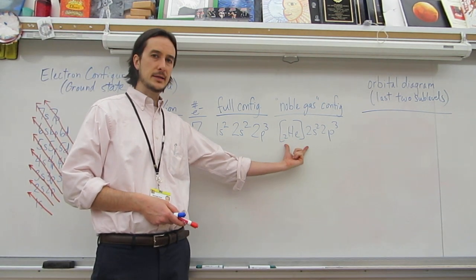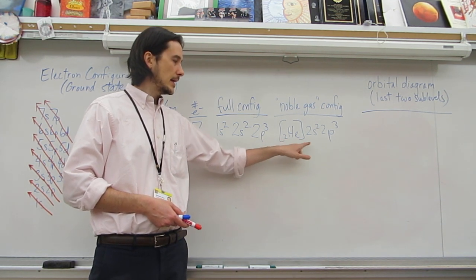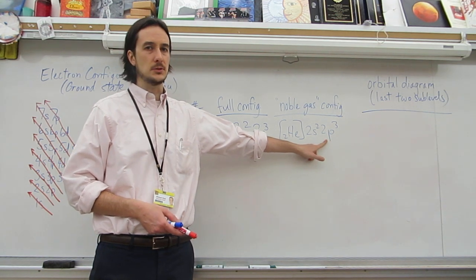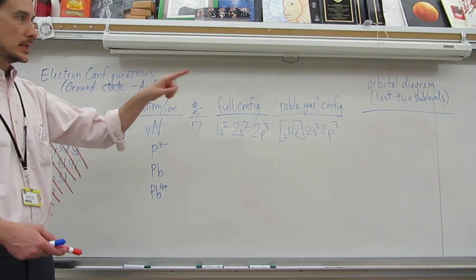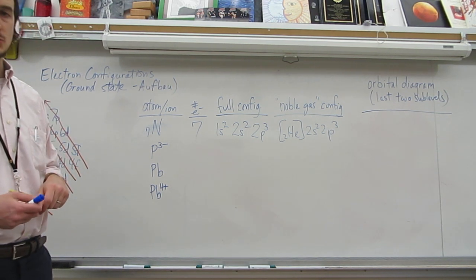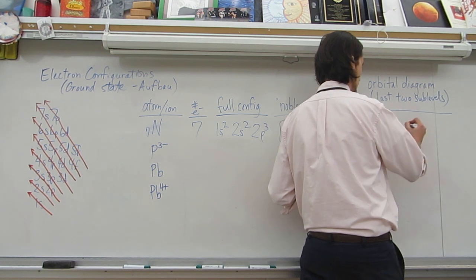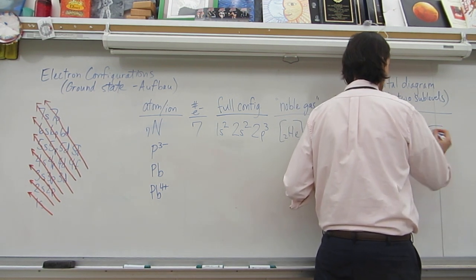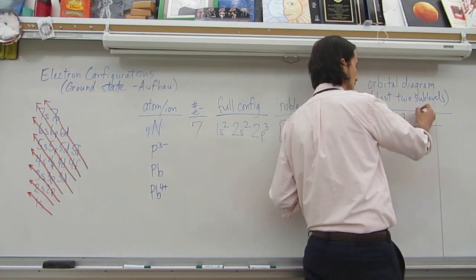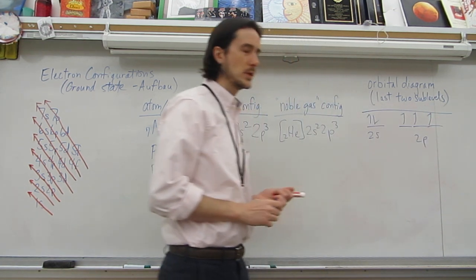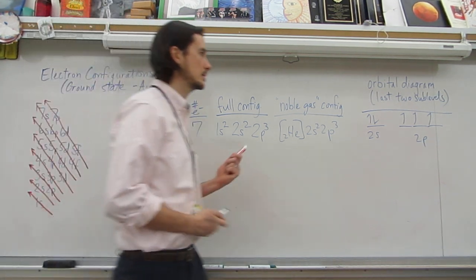We write that in brackets, and that takes care of however many electrons it has, and then we just write the electrons that are filled after it. So that's, we'll keep practicing. And then we need an orbital diagram for the last 2 sublevels. That'd be 2s and 2p. 2s is filled, 2p. We have 3 electrons. You should spread them out, and they should have the same spin.